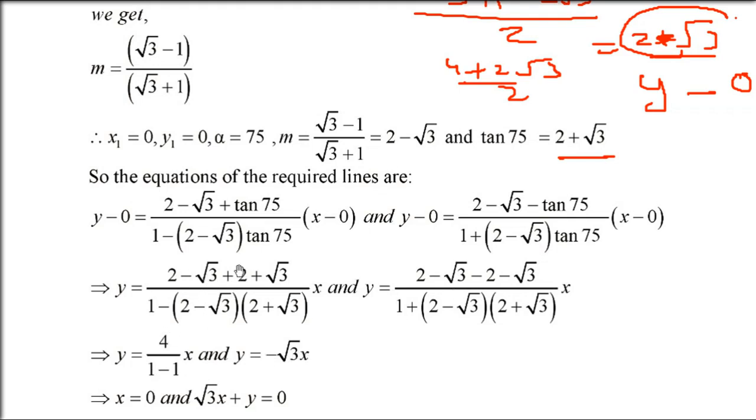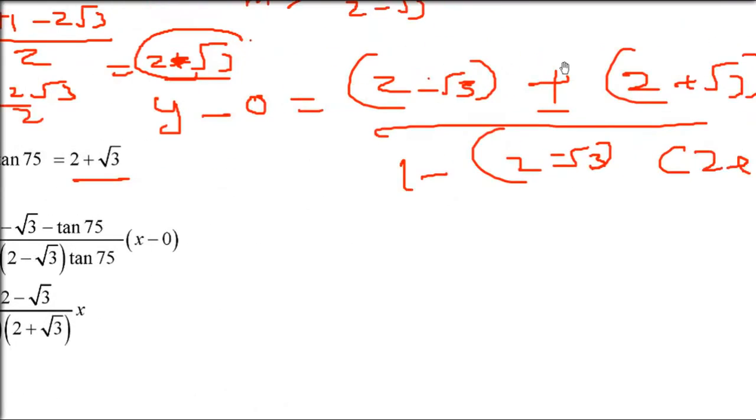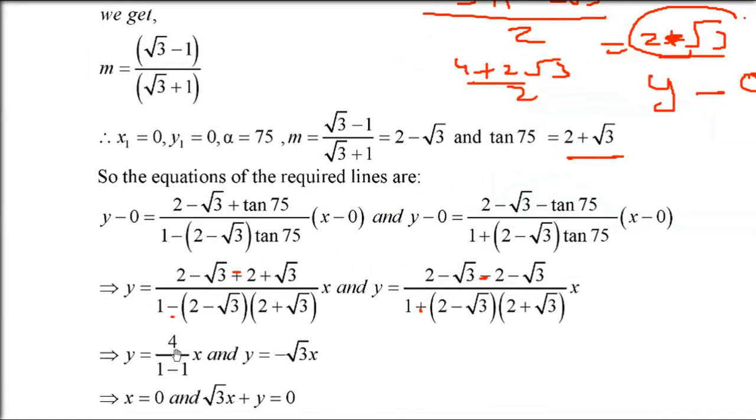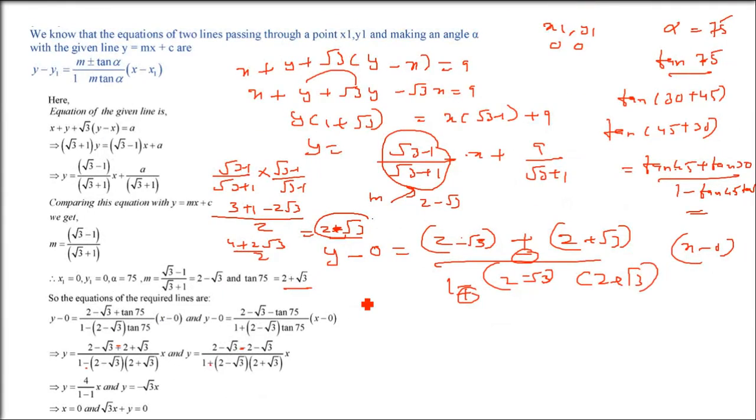And on the second one, when you take plus, you have to take minus. You take minus in the numerator, you take plus in the denominator. So you have minus, plus minus and minus plus. So the equation with the first condition is 4 by 0, and you cannot take 0, so multiply 0 with y, you get 4x equal to 0, or x equals 0. And the second equation will be y equals minus root 3 x, which will be root 3 x plus y equals 0.